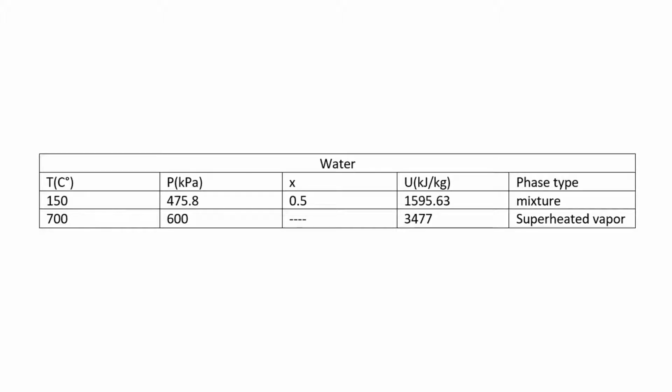So the only thing that's left to do is to plug in our final answers for the last line. We did find a temperature of 700 degrees Celsius, a quality that was irrelevant to the state that was observed, and the state in question was a superheated vapor.